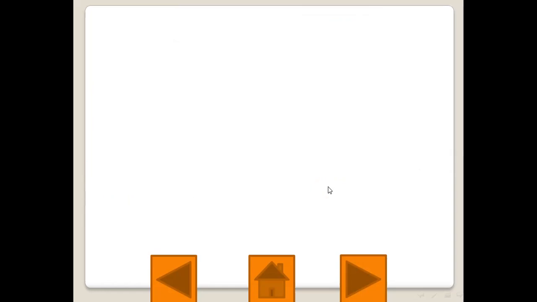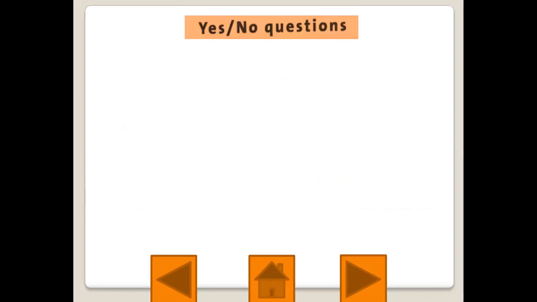Now, let's know more about the simple present tense and its form with yes/no questions. With yes/no questions, we begin the sentence with do or does. Let's start with do. We begin the sentence with do plus the subject pronoun, one of these: I, you, we, or they, plus the infinitive. Look at this example.